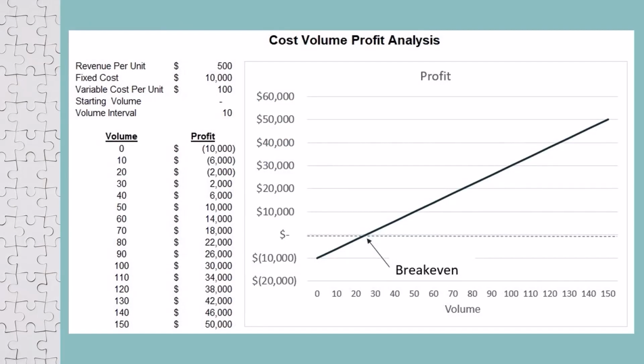Fixed costs are $10,000. Each unit brings in $500 of revenue and costs $100, so each unit contributes $400 towards offsetting the fixed costs. At 25 units, the contribution from selling units equals fixed costs, so profit equals zero. This is the break even point.